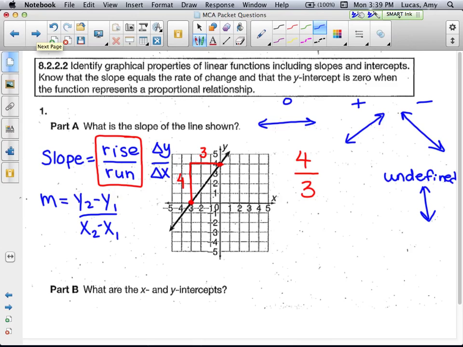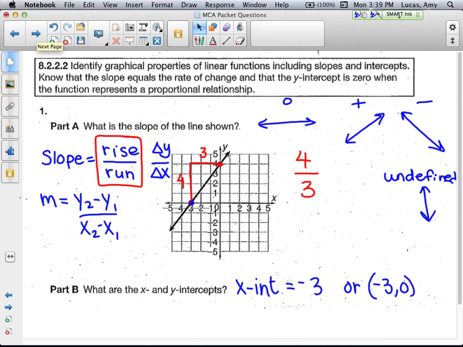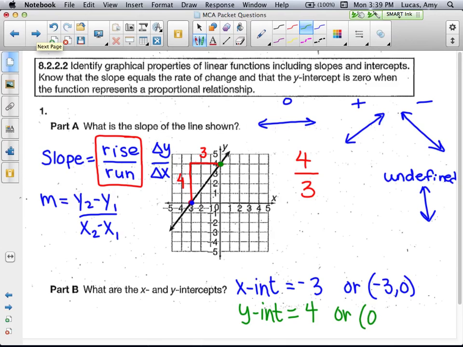Now part B says, what are the x and y intercepts? The x-intercept would be the point where the graph crosses the x-axis, so where the line that's graphed intersects with the x-axis. That point would be right here. So my x-intercept equals -3, or as an ordered pair, (-3, 0). And then my y-intercept is where the line crosses through the y-axis, so right here in green. My y-intercept equals 4, or as an ordered pair, (0, 4).